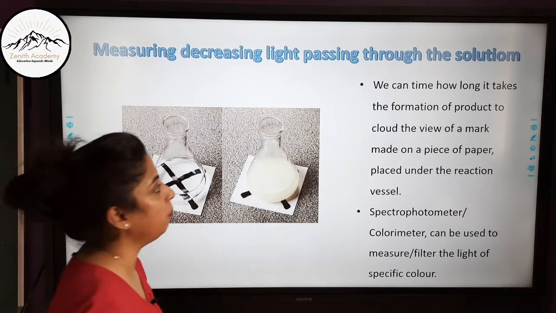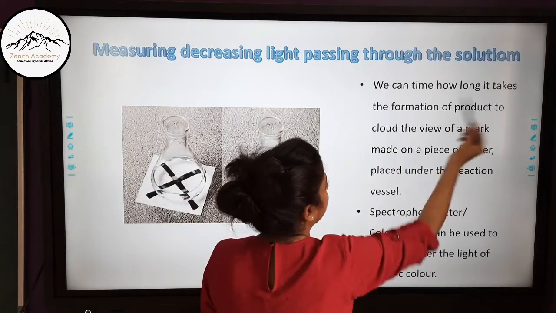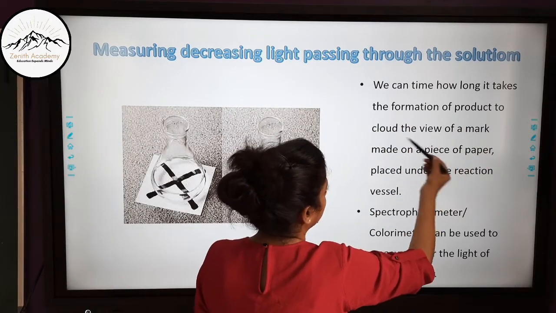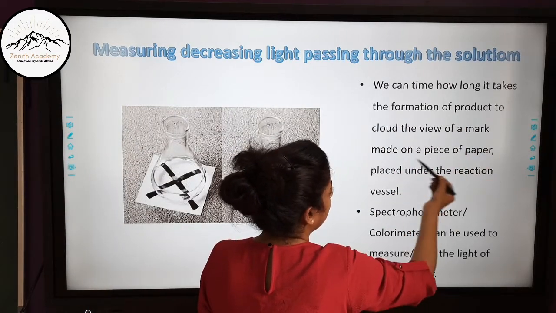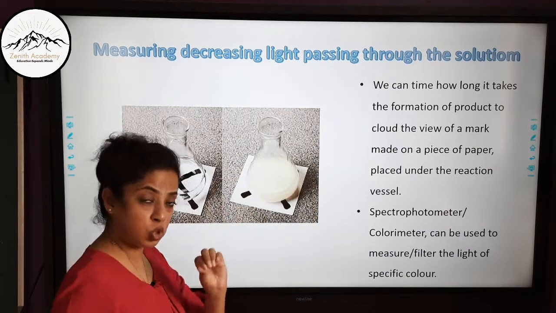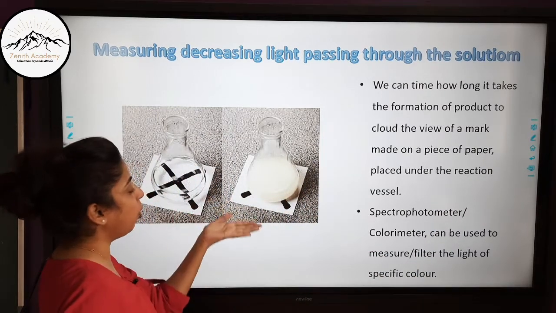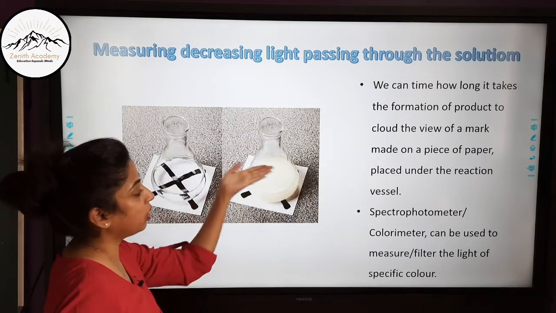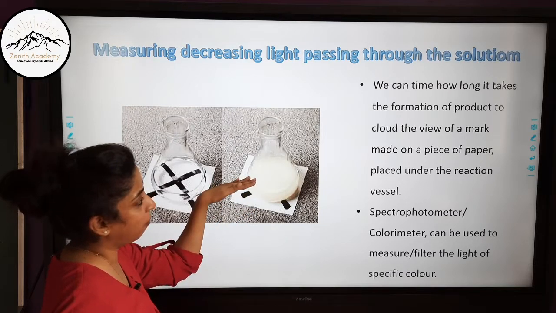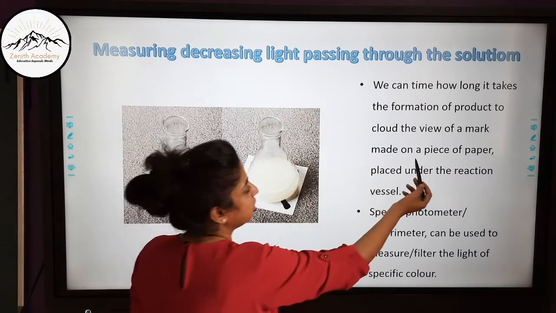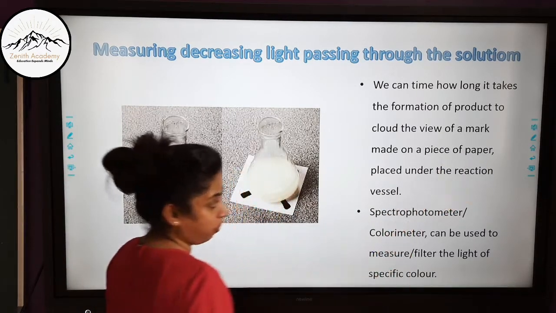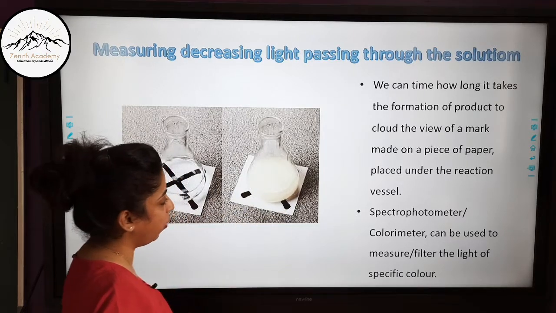So here we can time how long it takes for the formation of product to cloud the view of a mark made on a piece of paper. By using a stopwatch we can keep on noting the time, that what time did it take to cloud it completely, so that we are not able to see the mark made on the piece of paper which was placed under the reaction vessel.